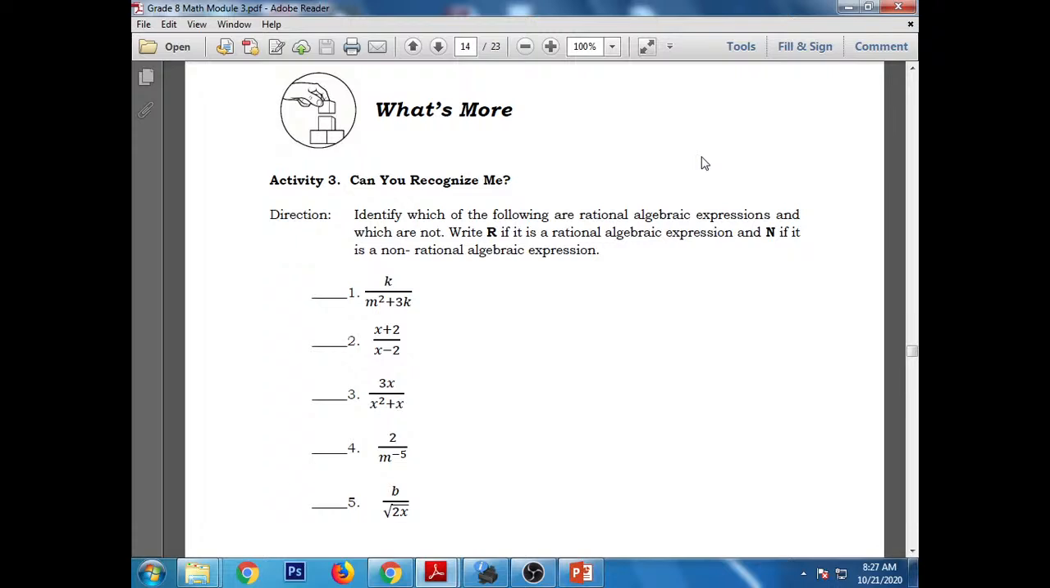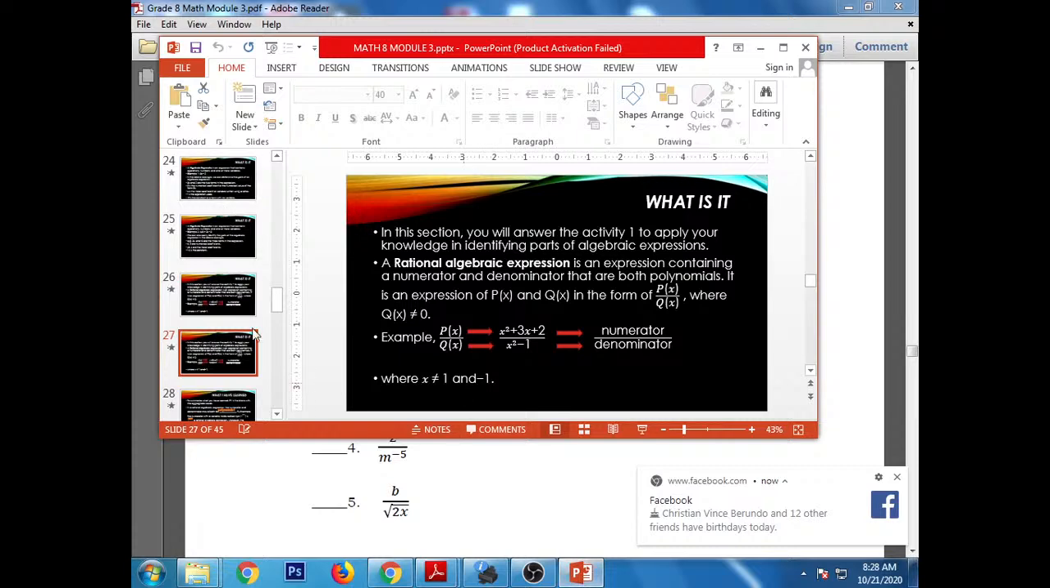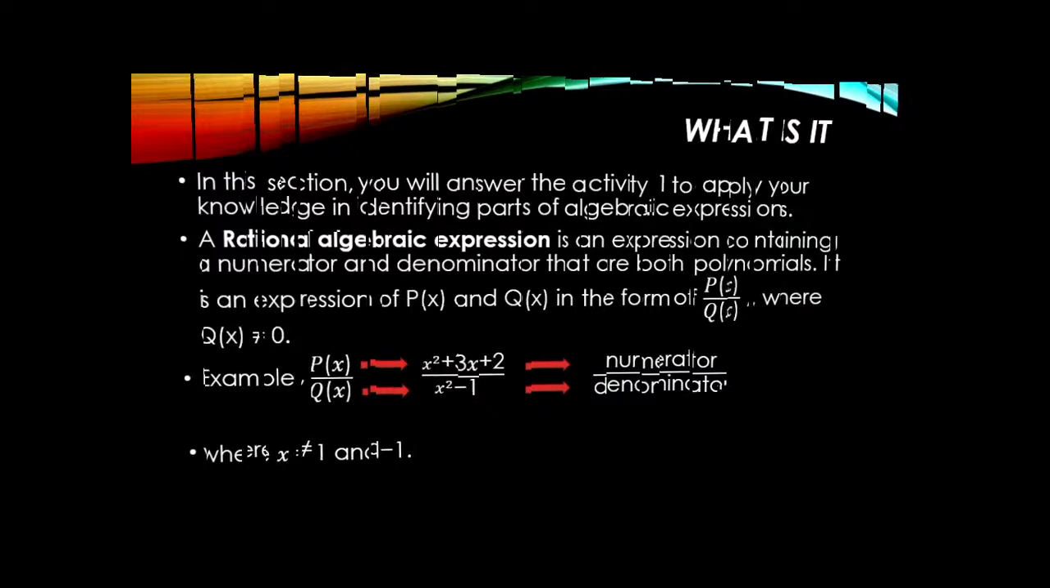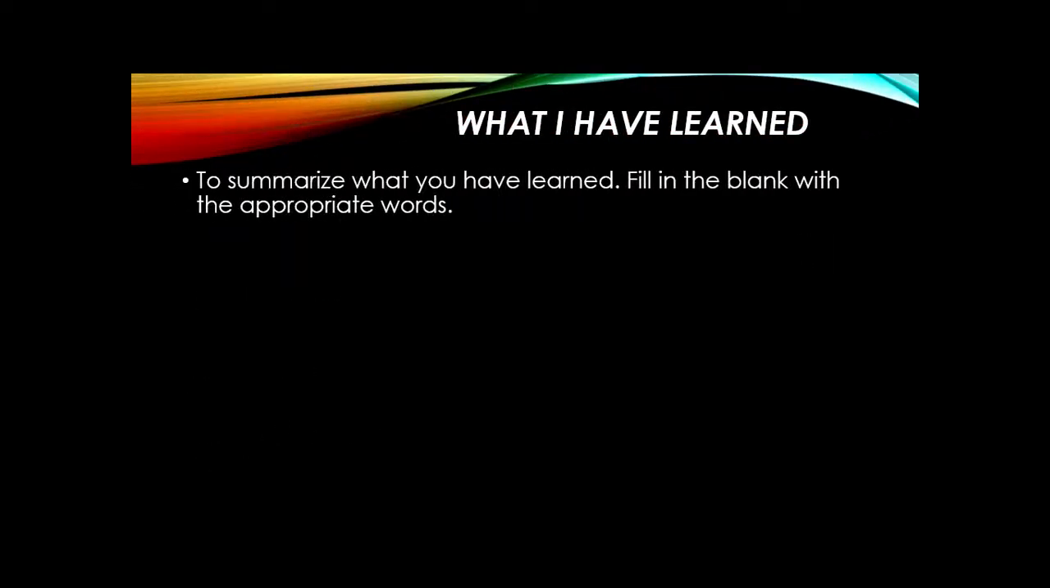Number 5. b all over square root of 2x. So, the answer is N. It is also not a rational algebraic expression because the denominator is the square root of 2x. So, N again. Okay, got it. Let's proceed to what I have learned.